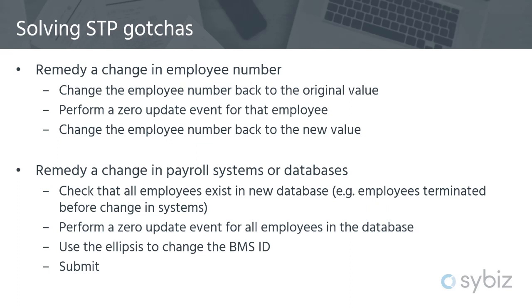But if you've changed the employee number during this financial year, then change it back to the original value, perform a 0 update event for that employee. That's just another specialized update event within your STP reporting, and then change the employee number back to the new value. There's no need to then do a further update event, because as far as the ATO is concerned, the information that you'd previously reported under the new number is still current. So it's just zeroing out the amounts under the old employee number that we need to do. If you've had a change in payroll systems or databases throughout the course of the year, just make sure that all employees exist in the new database.